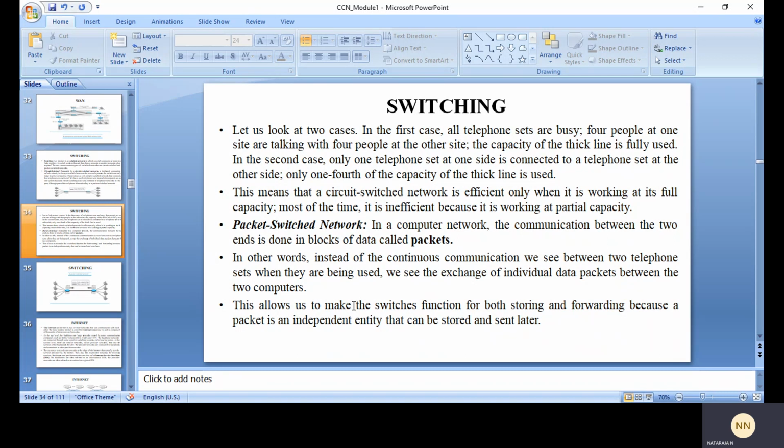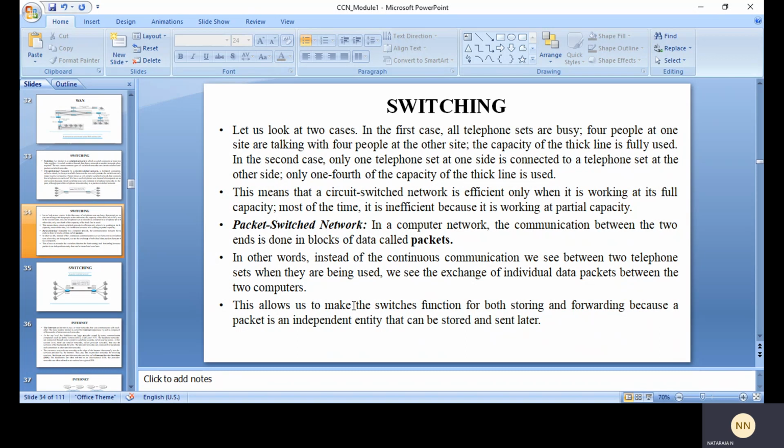Packet switched network. So far we discussed circuit switched networks. Now we are going to speak about the packet switched network. In a computer network, the communication between the two ends is done in blocks of data called packets. We are going to connect computers, and we always transmit data in terms of packets. Packets are the data we transmit from one computer to another computer.